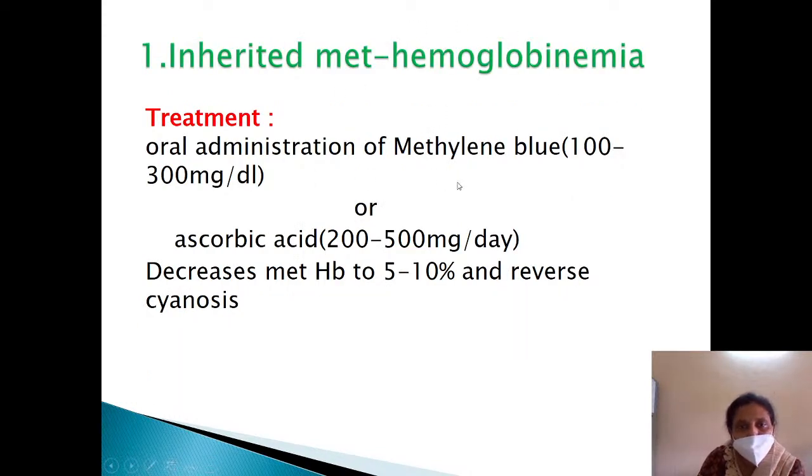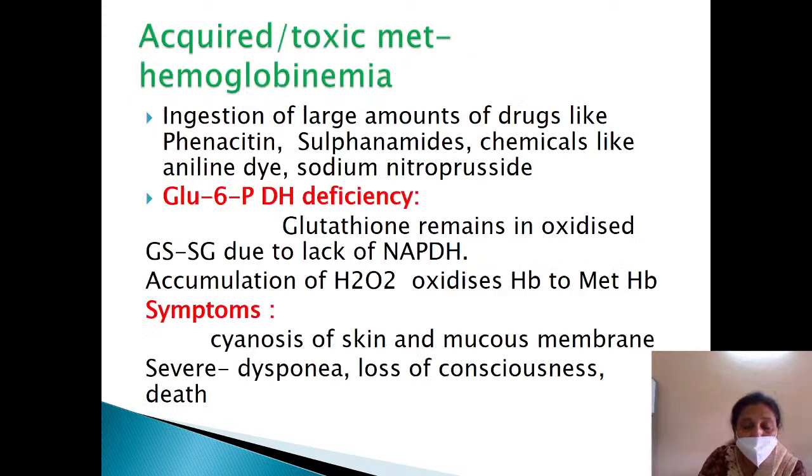Now, how do you treat this inherited methemoglobinemia? By oral administration of a dye, that is methylene blue, 100 to 300 milligrams per day, or by the ingestion of ascorbic acid, that is vitamin C, 200 to 500 milligrams per day. The oral administration of methylene blue or ascorbic acid relieves the symptoms of inherited methemoglobinemia. These two decrease the methemoglobin to 5 to 10% and reverse cyanosis. So that's it about inherited methemoglobinemia.